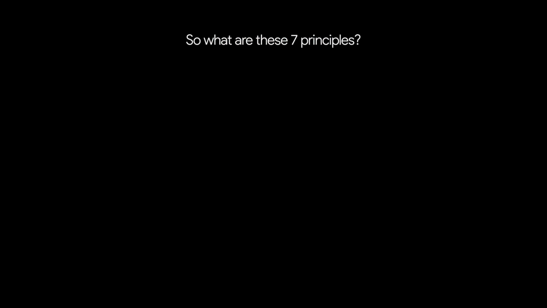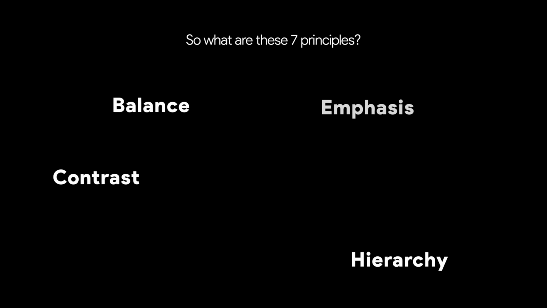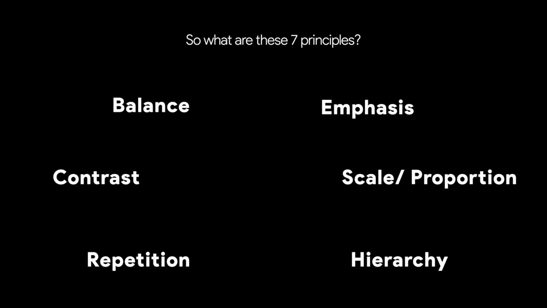So here is a quick refresher of what these 7 principles are. The first one is the principle of balance, the second is contrast, the third is hierarchy, the fourth is emphasis, the fifth is scale and proportion, the sixth is repetition, and the seventh is the principle of unity.